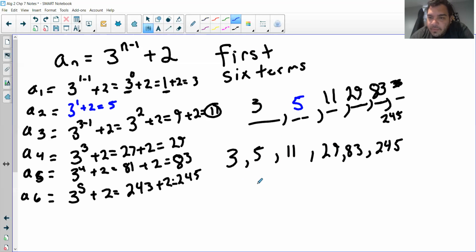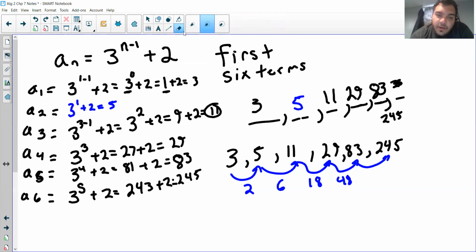So let's talk about the pattern a little bit. You wouldn't necessarily need to be able to do this, but I want to talk about it because it's interesting. The difference between 3 and 5 is 2. The difference between 5 and 11 is 6. The difference between 11 and 29 is 18. The difference between 29 and 83 is 54.